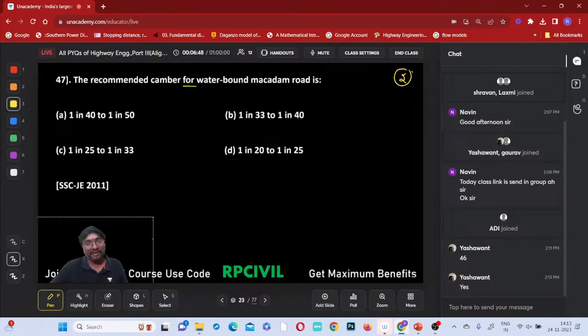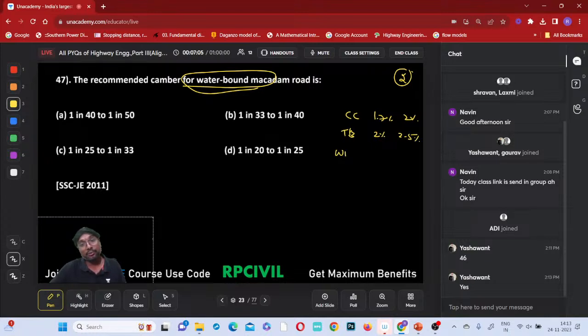The recommended camber for the waterbound macadam road, what is it? If you just observe, this is CC. So what is the CC pavement? 1.7% to 2%. And this is thin bituminous concrete, what is it? That is 2% to 2.5%.